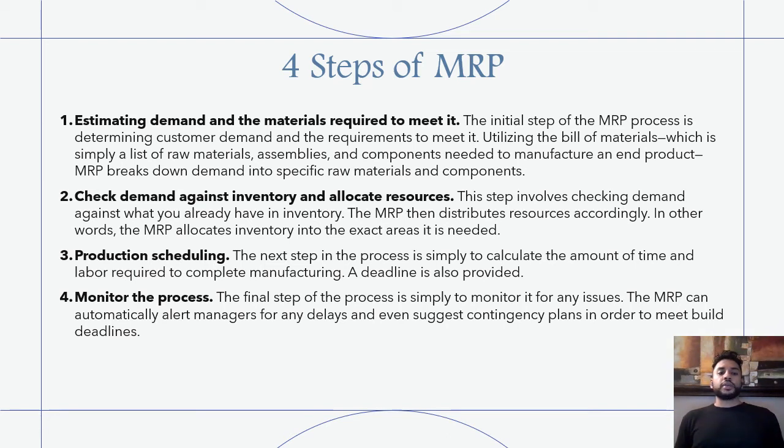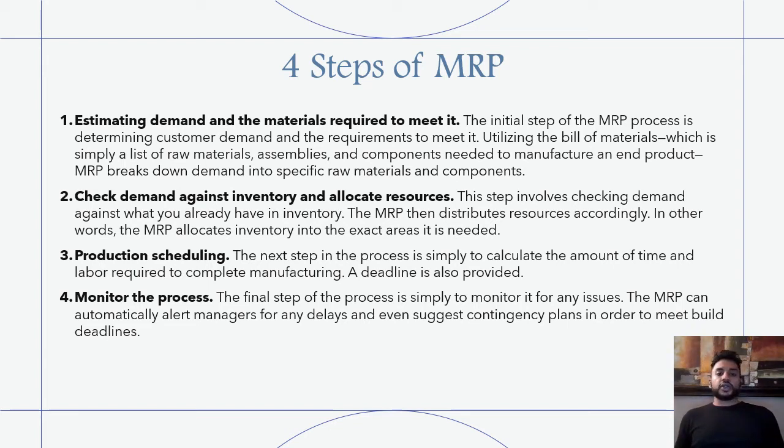In other words, MRP allocates inventory into the exact area it's needed. It targets the areas where it's needed, and that's basically what it does. It just sees where it would be demanded, where it would be needed.